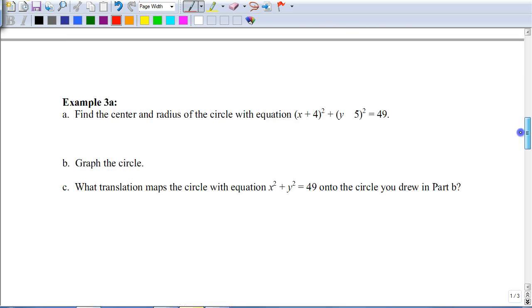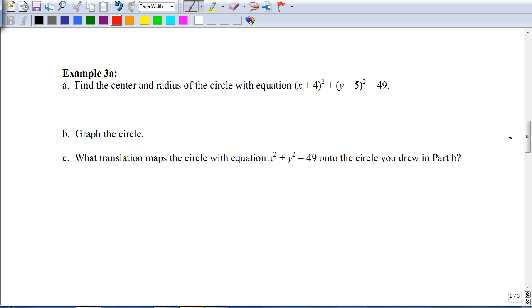We'll skip the next one. Let's go to another example. This time they give us the equation of a circle. We need to find the center and the radius of this circle. Well, remember the equation is x minus h squared plus y minus k squared equals your radius squared.